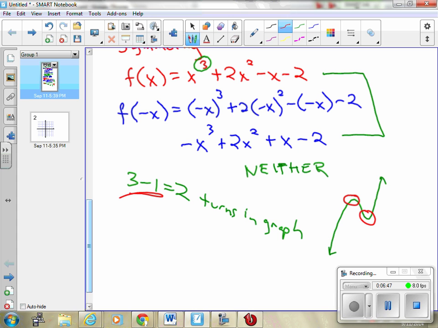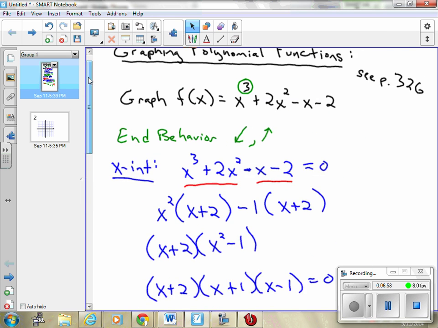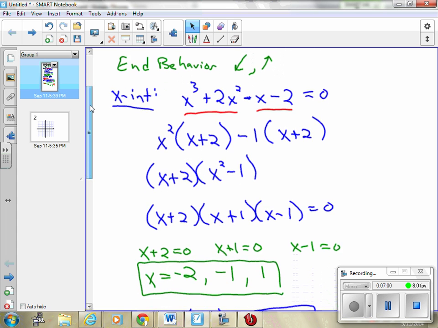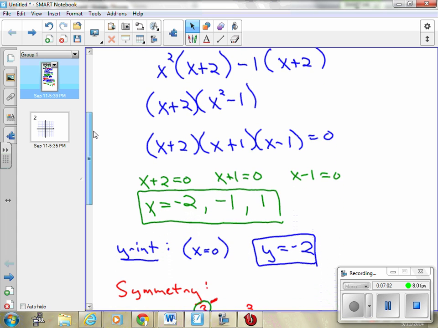So always, no matter what the function is, the degree of it, if it said x to the 7th there, for instance, then I know it's going to turn 6 times when we graph it. So I'm going to take this information that we found out, and we're going to put it on a graph and see what we end up with here.